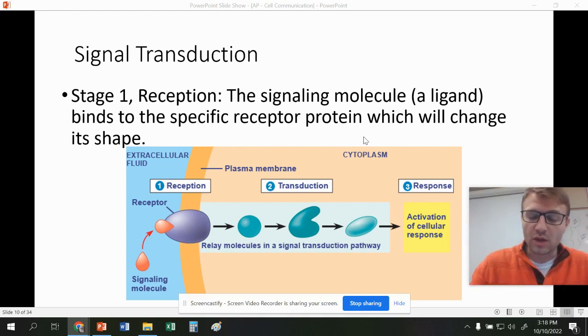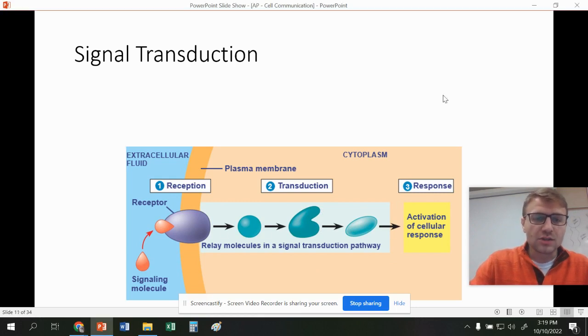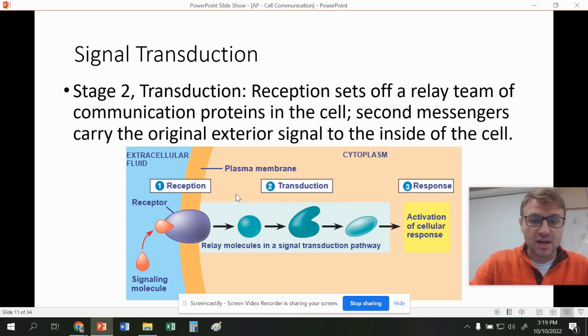So when that protein changes function, it's going to activate usually some other relay of messenger proteins, and they're going to activate each other. So this molecule is going to activate this molecule. This molecule is going to activate this molecule. This molecule is going to activate this molecule. It's like the mousetrap game where one thing activates the next. So again, that's the second step. This is the transduction of the molecule or the message.